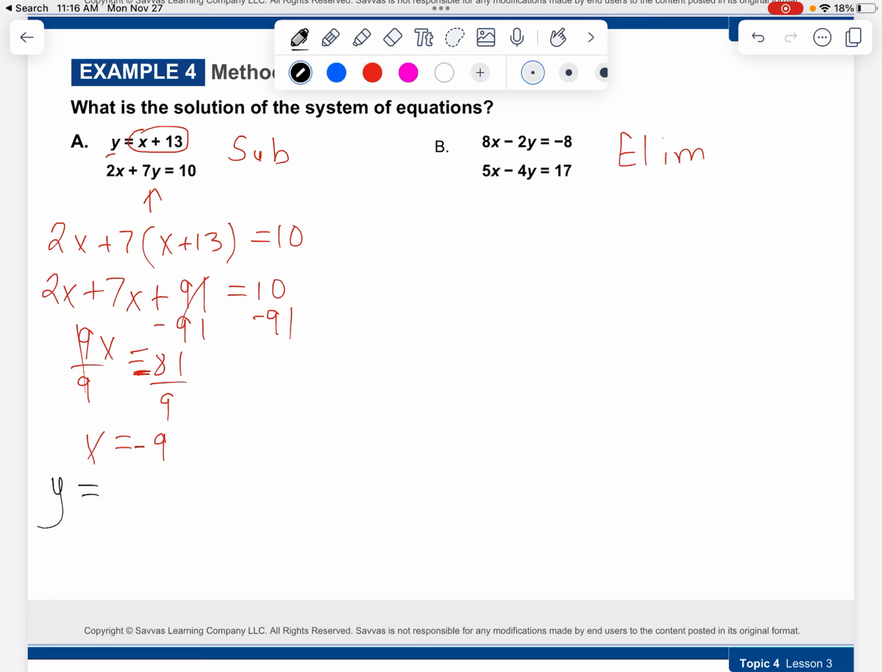All right, now that we know that x is negative 9, we can find y using our first equation, which is y equal to x plus 13. So if x is negative 9, negative 9 plus 13 is y. So y is going to equal 4. Our ordered pair solution is negative 9, 4.